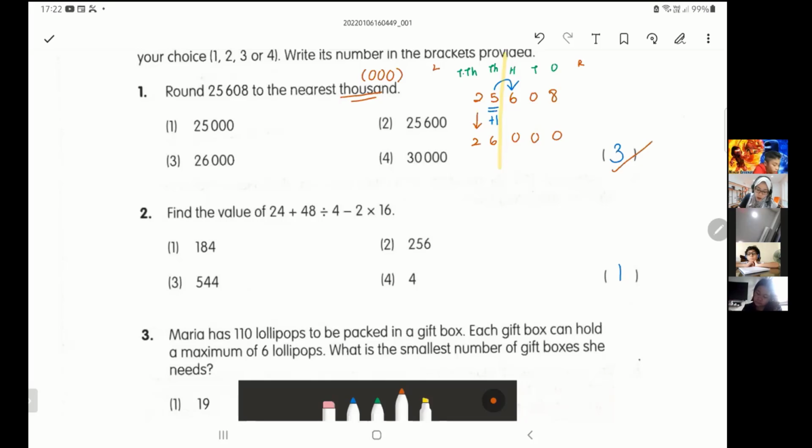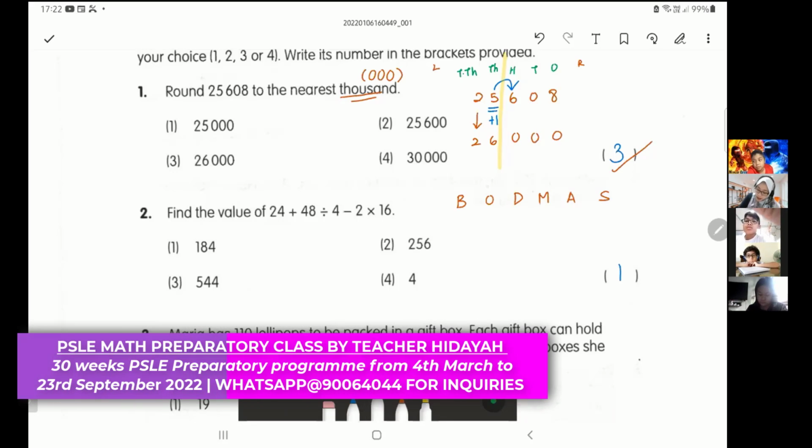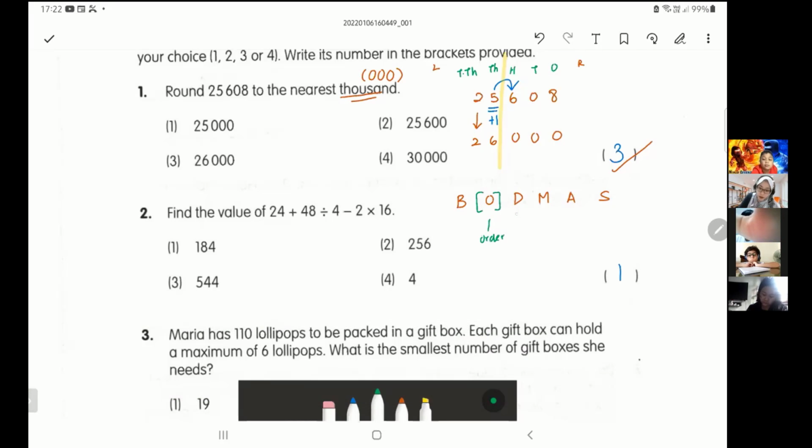Next, number 2. Find the value of 24 plus 48 divided by 4 minus 2 times 16. What do we do? We use our rule, the order of operations. So brackets, order, division, multiplication, addition, subtraction. So there is an order.